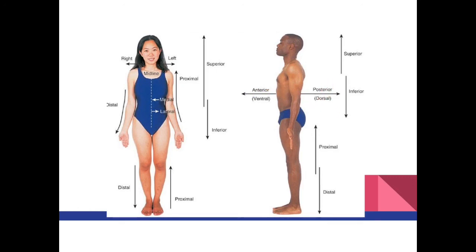And then proximal and distal. Proximal means closer to the point of attachment of the limb to the body trunk. Distal means further away from the point of attachment of a limb to the body trunk.